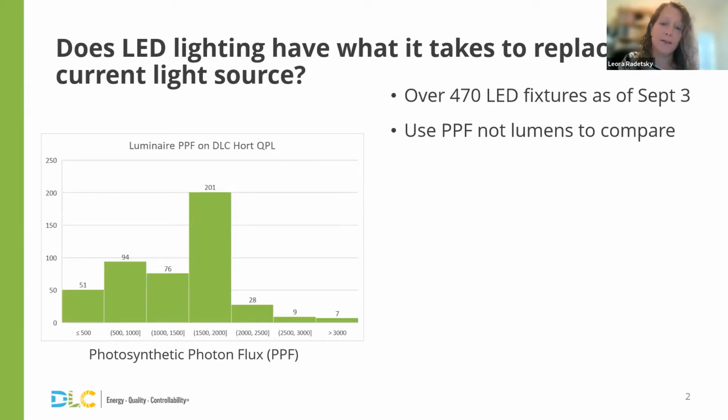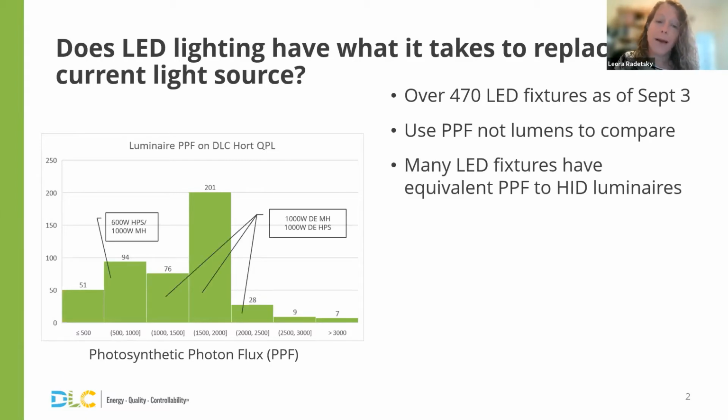Looking at this graph, you can see that there's a wide range of performance in terms of light output that's on the QPL. You can find products with less than 500 micromoles per second, or less than 500 PPF, all the way up to greater than 3,000. So of course, the next question I would have is, okay, so what? How does that compare to the technology that's been around for 30 or 40 years, or even newer HPS technologies that are out there? At least on the basis of total light output, we're not going to talk about distribution yet, it's really easy to see that there's a lot of products across the spectrum that can meet your needs.